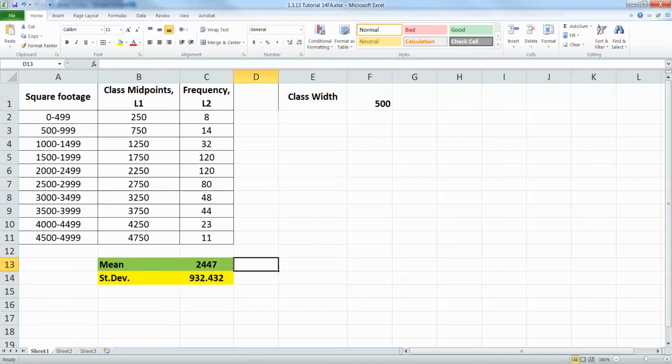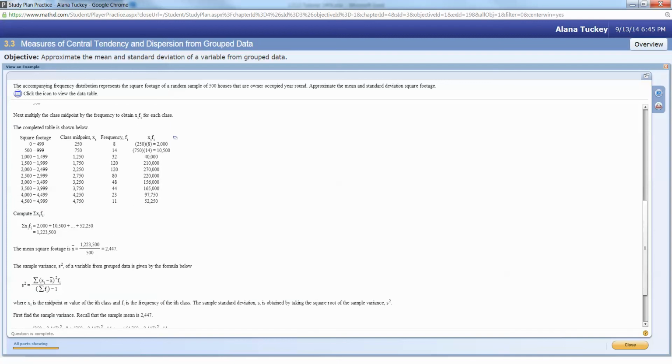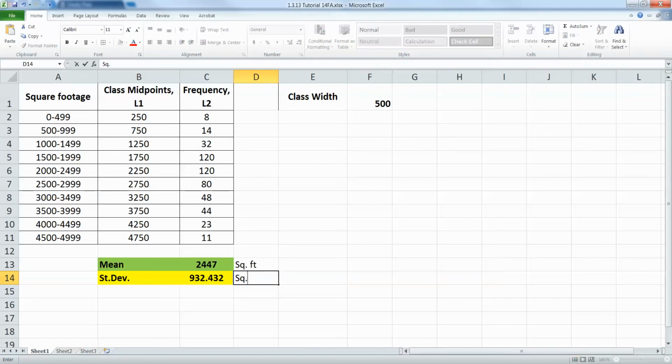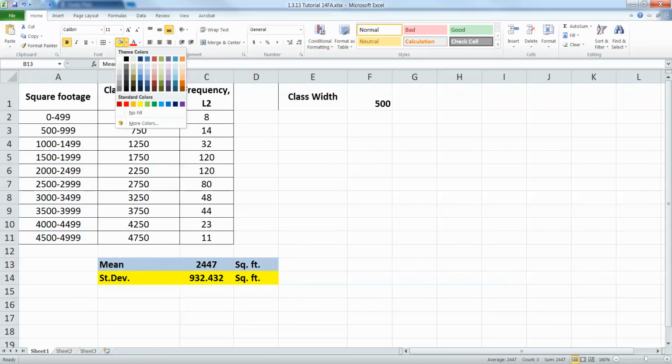Just on a side note, we probably want units for this. This would be feet, right? Or this is square feet. This was the square footage of houses. Yeah, square footage. So it's square feet and square feet. Remember, whatever unit your data has, then your mean and your standard deviation are the same units. So if this was square feet for the data, then the mean is square feet, and so is the standard deviation. They're all the same unit.